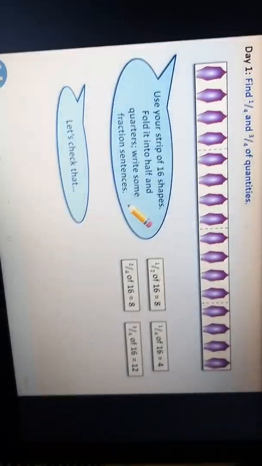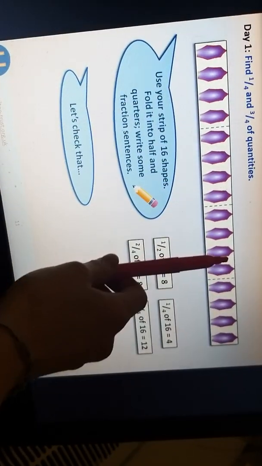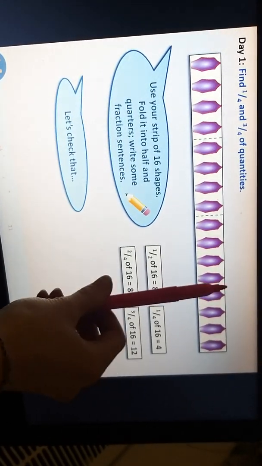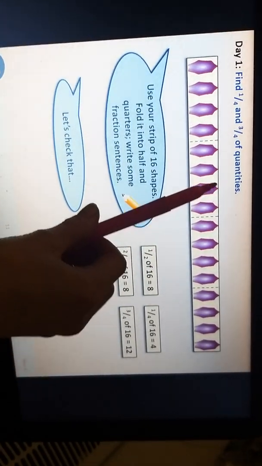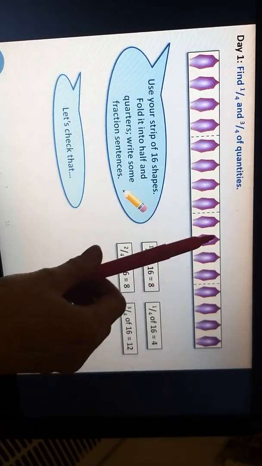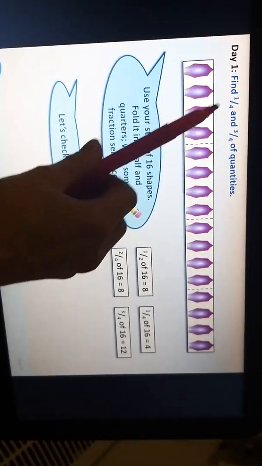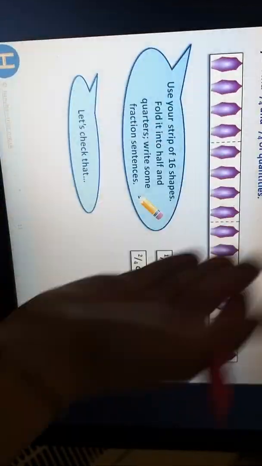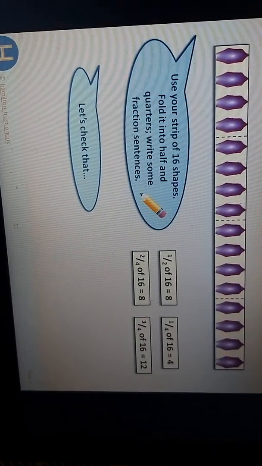And 3/4 is 12. So 1, 2, 3 parts. For 3/4, 3 parts out of 4 is 12. 1, 2, 3, 4, 5, 6, 7, 8, 9, 10, 11, 12. I'm sure if you had this drawn out and you were able to fold it, you'd be able to clearly see.